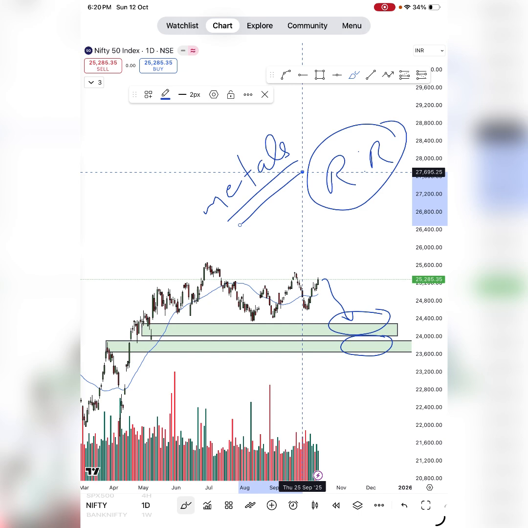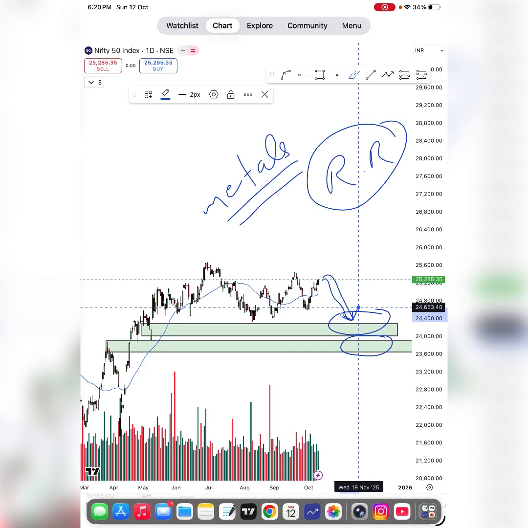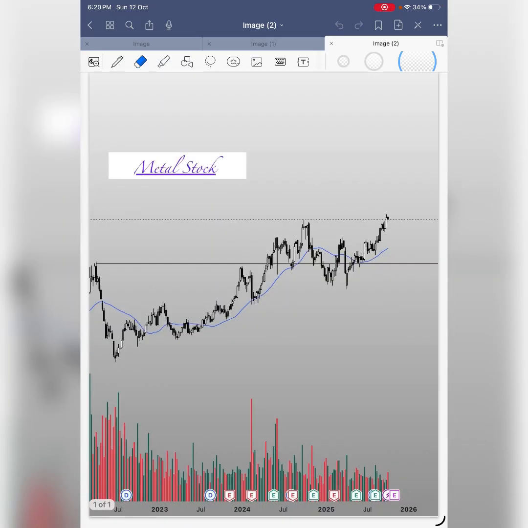And in case you have missed an opportunity to enter there, I think in the times to come, if a correction does happen, you are going to get an opportunity there as well. So let me draw out a few charts again in order to show you how potential opportunity can come in your direction. This is a metal stock which has done very well in the past 2 months. What we are seeing over here is a kind of a cup-like structure.